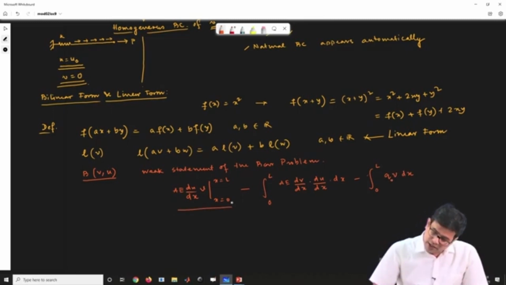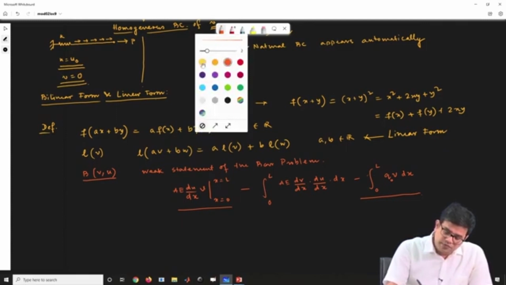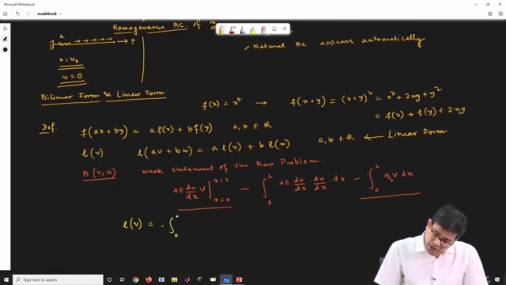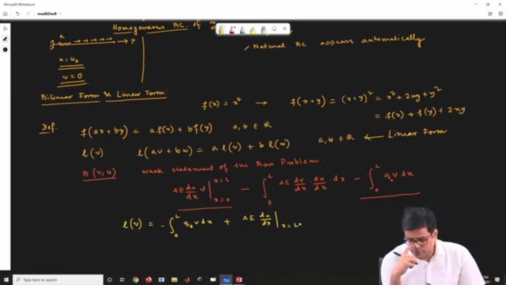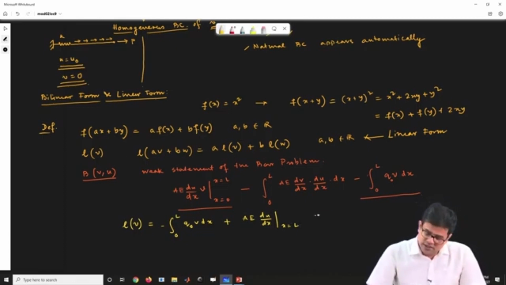So this term is the linear form. Let us now define the linear form, that is L of v, which is essentially minus the integral 0 to L of q0 v dx plus A du dx at x equals L. So this is the linear form. If you now apply this thing here, then it will satisfy this. So this is the linear form.